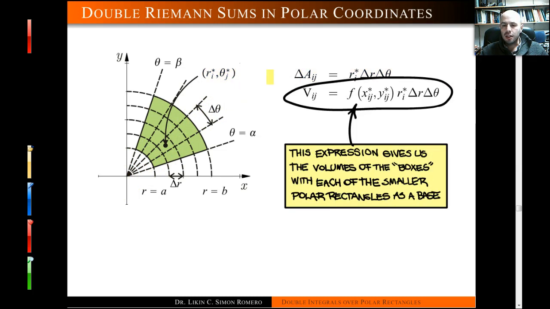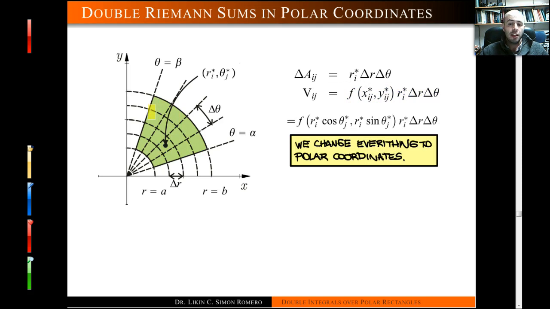So the thing that we have is when we multiply by the particular sample point, this expression gives us, and we multiply by the area, gives us the volume of the boxes with each of the smaller polar rectangles as a base. So from each one of these polar rectangles, you're going to have a box that is coming out of the screen.